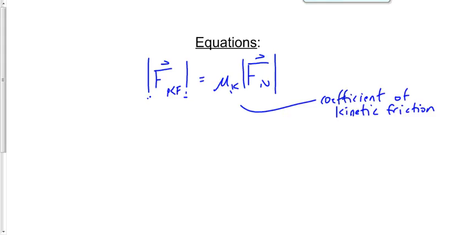Fn is your normal force, and I'll tell you how to find that in a few minutes. Measured in newtons. My other equation, it's not good enough to say force of static friction because this equation doesn't give me the force of static friction. It gives me the maximum force of static friction.